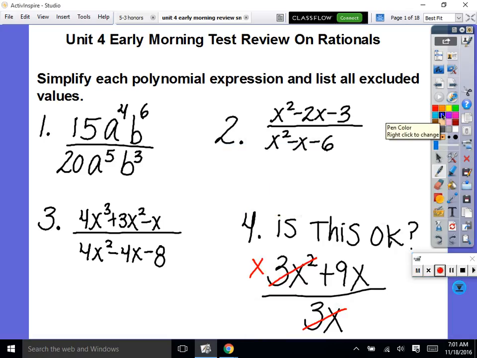So the first section on the test is going to be simplifying polynomials and listing all excluded values. Just a reminder: do not divide anything out whatsoever until you've excluded all the values. On number 1 here, once again, before we do anything, exclude the values. That's when the bottom equals 0. So you would say A cannot equal 0, correct?